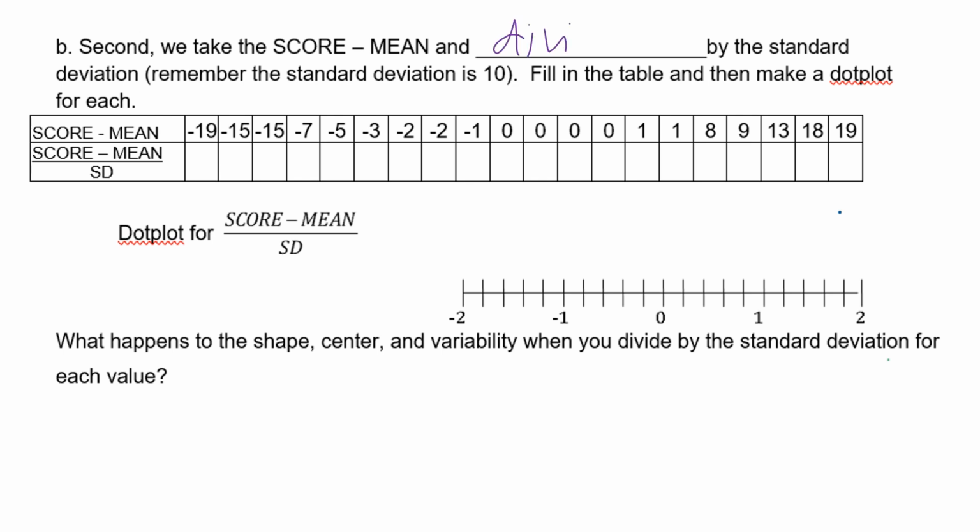So I have a new table for you here with all of the subtractions, and then I would want you to divide everything by 10, and that's going to give us all of the values that we need. And then I want you to create a new dot plot with the score minus mean divided by standard deviation. So I'm going to use Movie Magic to switch it here. If you want to pause so that way you can see it, that's great. But 3, 2, 1.